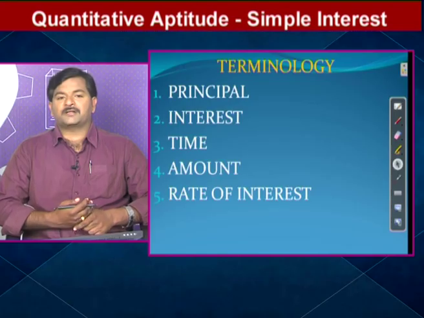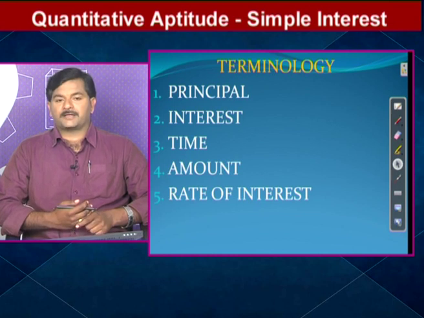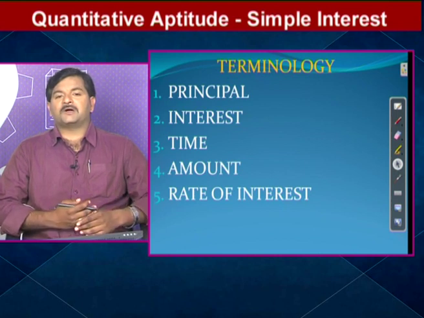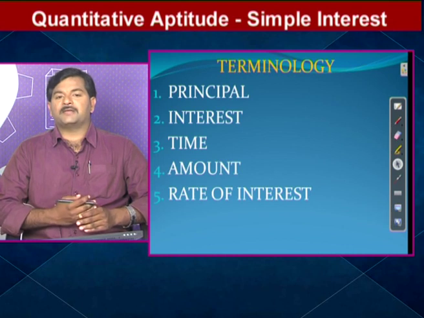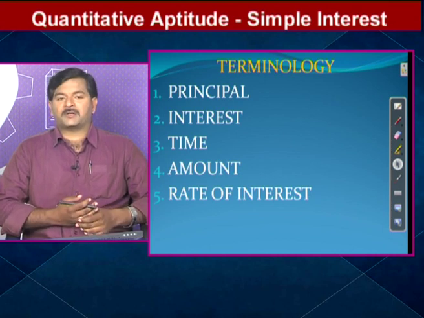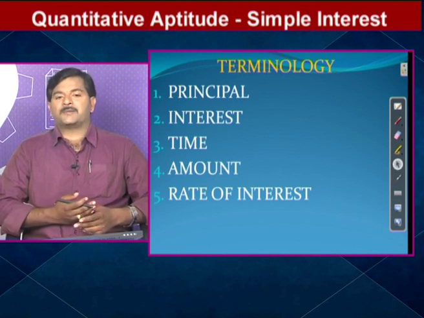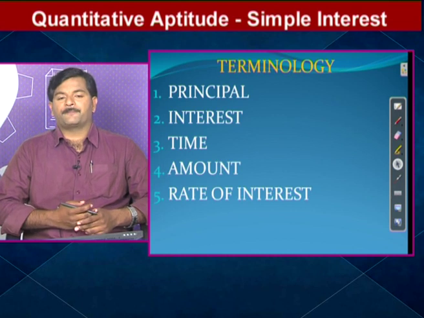See, it is appearing on the screen: different terminology in simple interest: principal, interest, time, amount, rate of interest. Usually we come across all these terminologies, right? Principal we know already, that will be denoted by capital P. Then interest, capital I. Time means T, amount means capital A, rate of interest means capital R. This we know already.